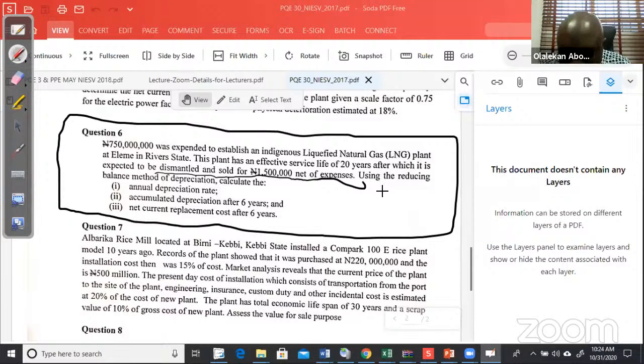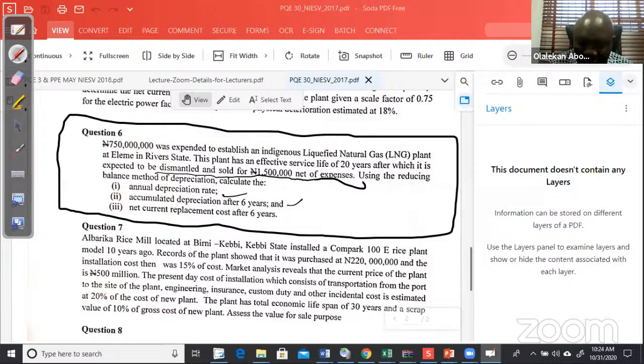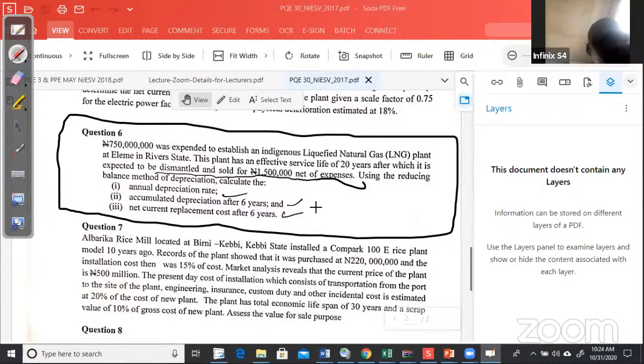The question now says, using the reducing balance method of depreciation, calculate: 1, depreciation rate; 2, accumulated depreciation after 6 years; 3, net current replacement cost after 6 years. So let's see the solution now.